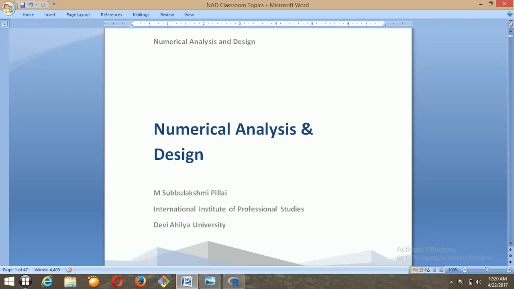Hello everyone, this is Sublakshmi. I am here to explain the root finding numerical methods to find roots of a given equation.